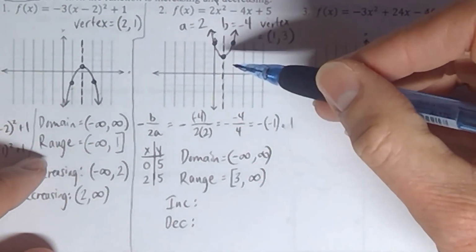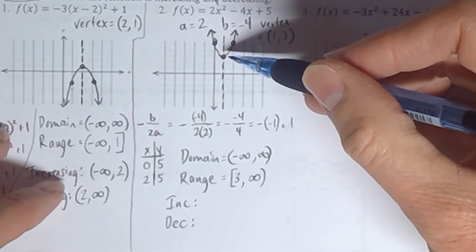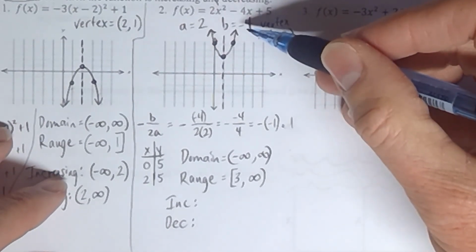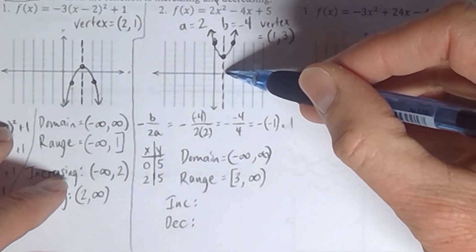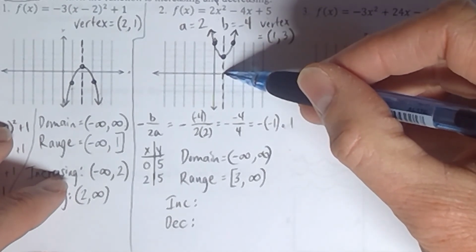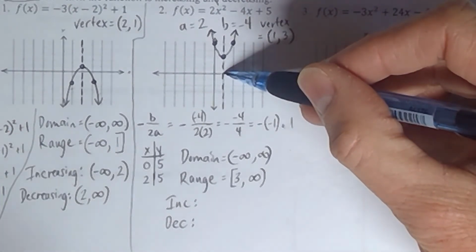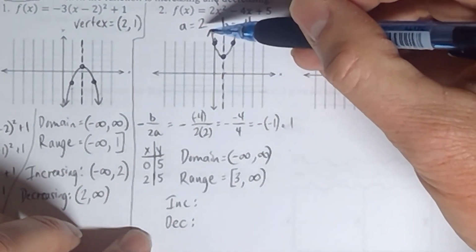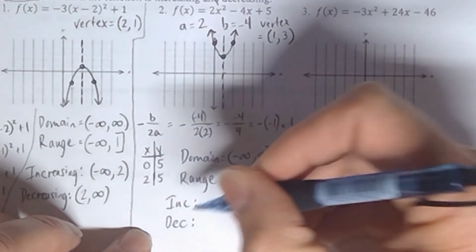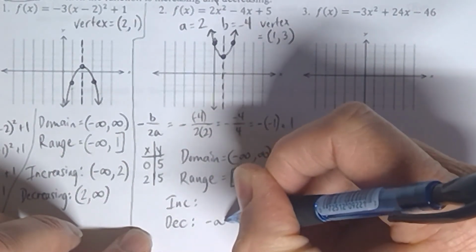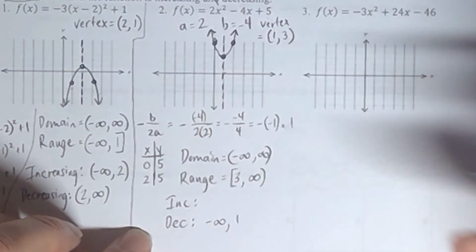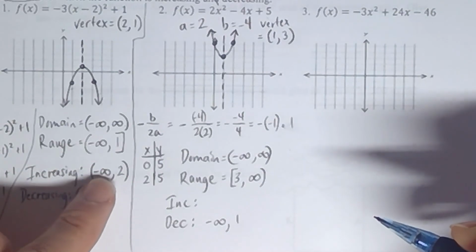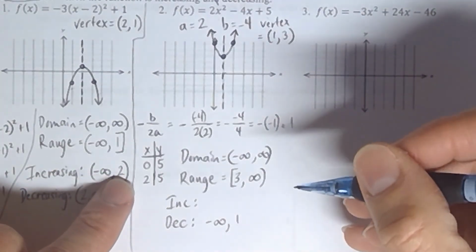But what does it change? Where does it change direction from going down to going up? It changes at x equal to 1. X equal to 1. Remember, we're looking at the x values when we do the increasing, decreasing part. So it's decreasing all the way up to 1. And so we say decreasing from negative infinity all the way up to 1. Very similar to this, where you go negative infinity to the point where it changes.